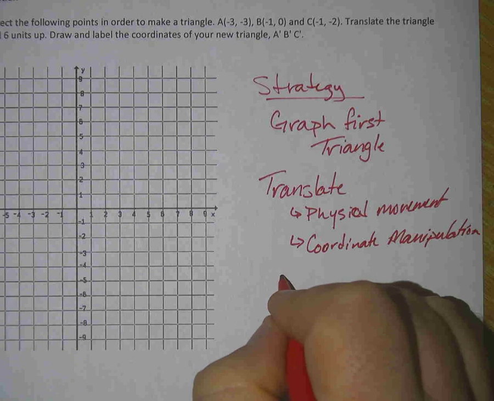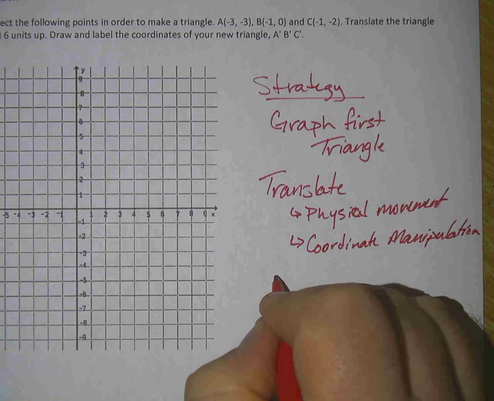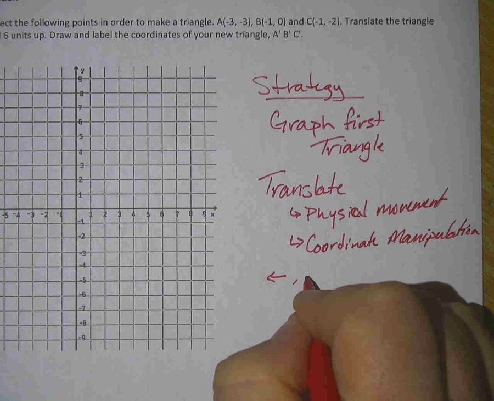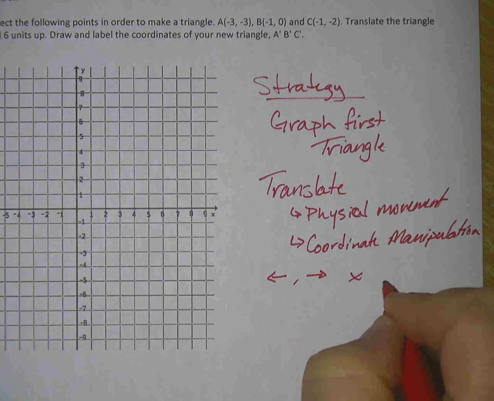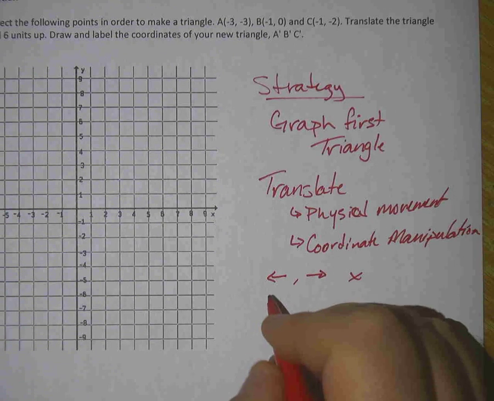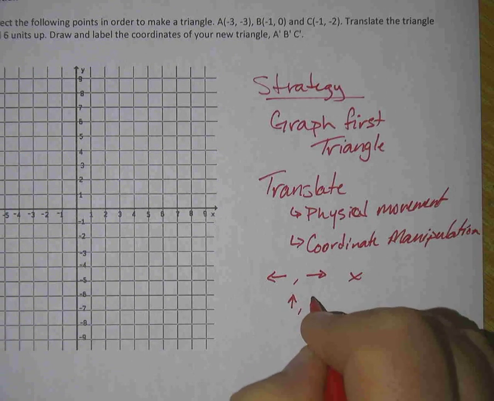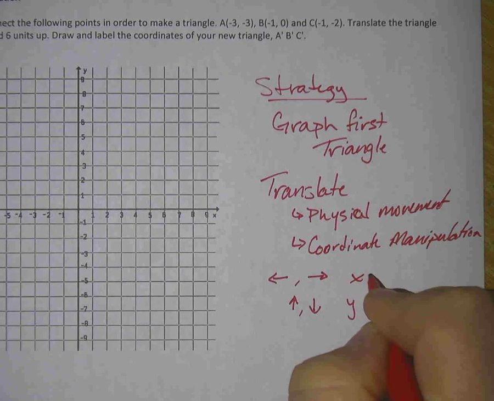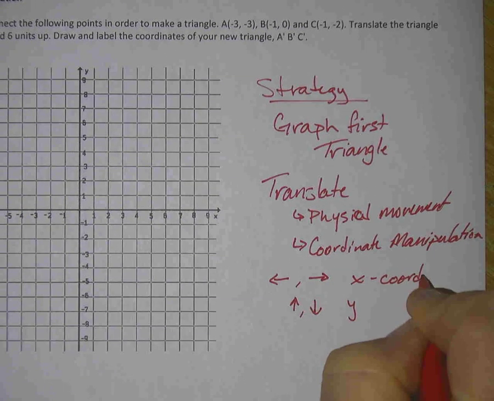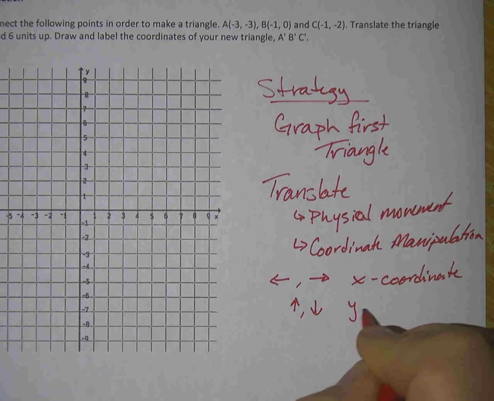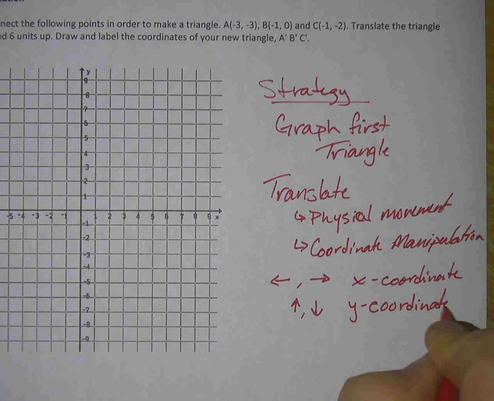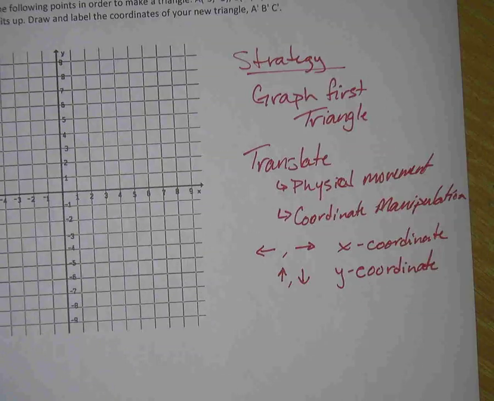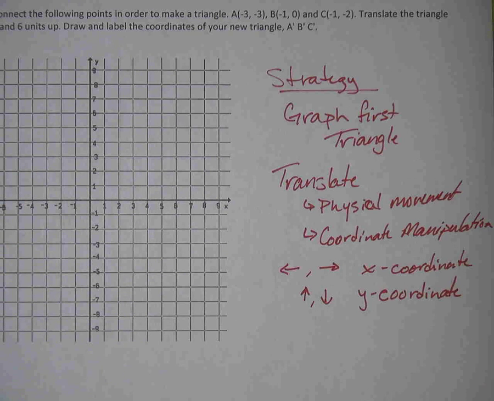And for that, if you're going to move a point left or right, that would be an x coordinate move, with left being negative, right being positive. If you're going to move up or down, that would be the y coordinate. And it's very important that you know that, because that can give you another way to do the problem. Obviously, if you have 2 ways to do it and you come up with the same answer, that's a real good deal.